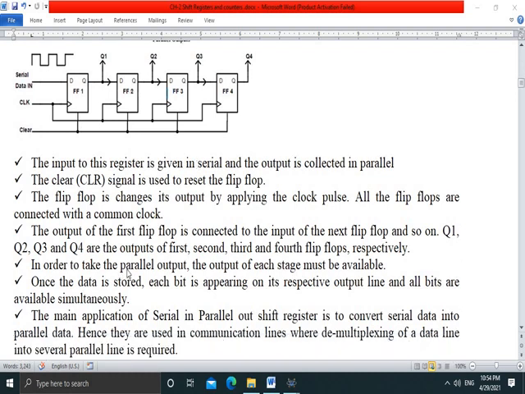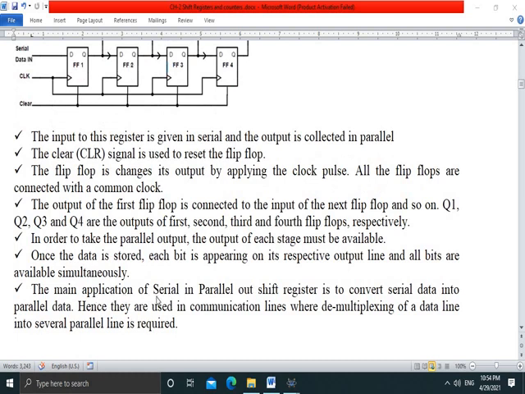In order to take the parallel output, the output of each stage must be available. Once the data is stored, each bit appears on its respective output line and all bits are available simultaneously. Once the data is stored in all the flip-flops, then we can take out the data in parallel.